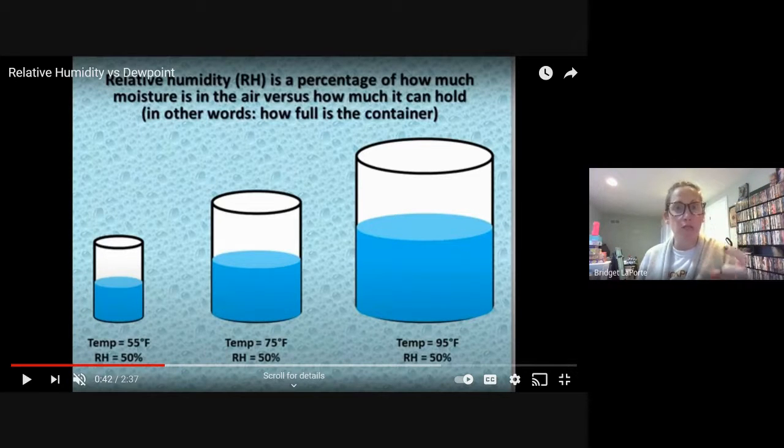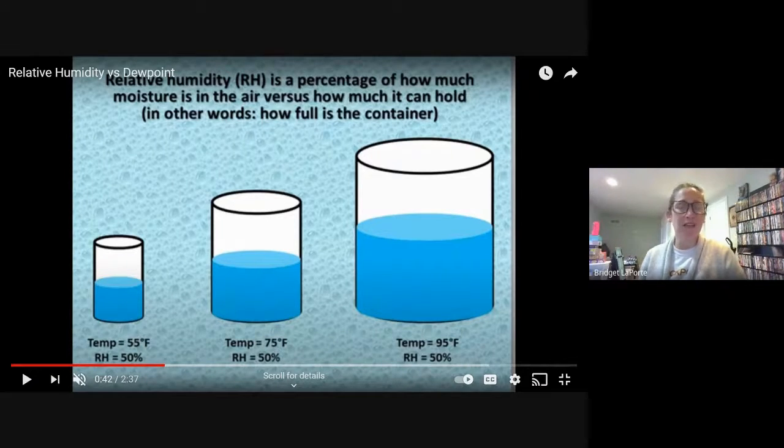That 50% is not the same amount of water if I actually measured it in liters or milliliters, okay? So when I talk about relative humidity, if I said it was 50% humidity on a day when the temperature was only 55 degrees, that's not that much. It's going to feel pretty dry. But if I said we have 50% humidity on a day when it's 95 degrees, look at all that water. That's a lot, all right? That is going to feel pretty darn sticky.